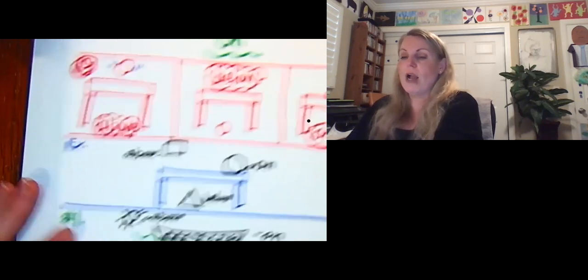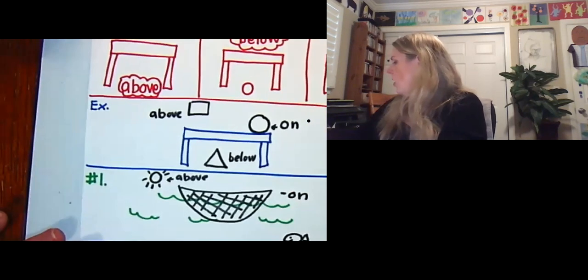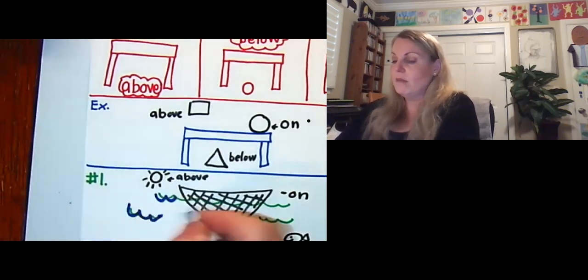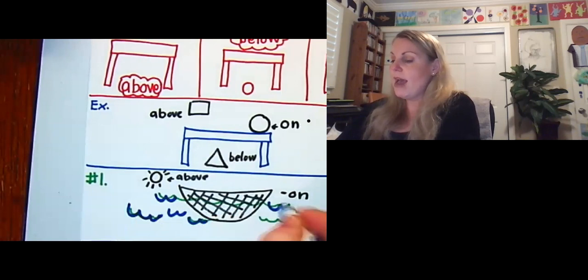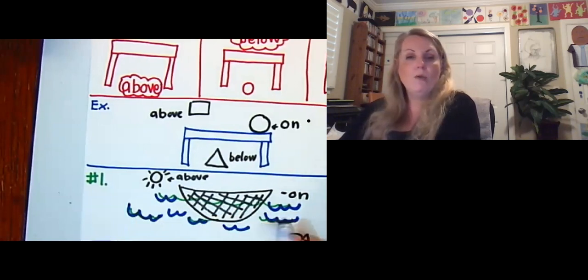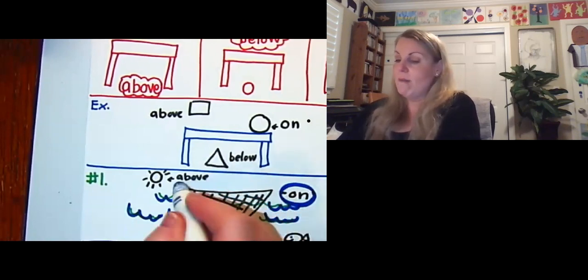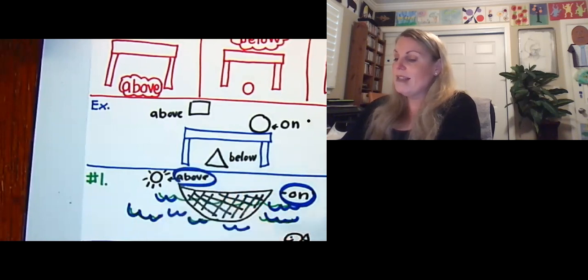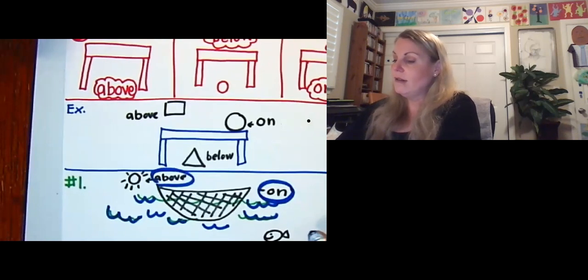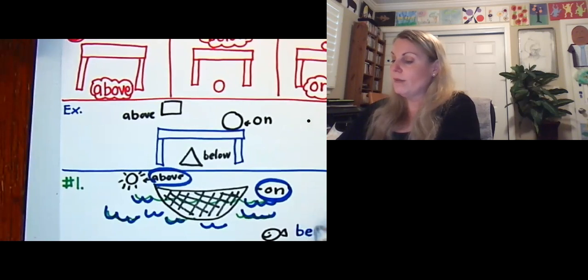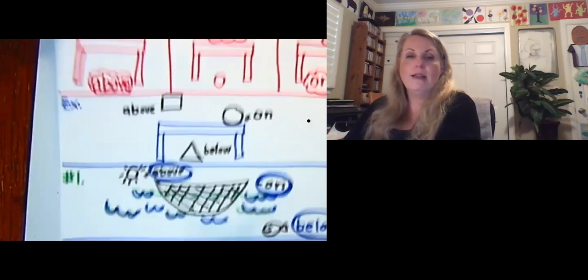Now, my next picture, I want us to pretend we're by the water, and it's kind of silly that my water is green. So I'm going to add some blue to it. But if we have some water and we've got a boat, we can see the boat is on the water. We can see that the sun is above the water. We can see that the fish is below the water. Below.